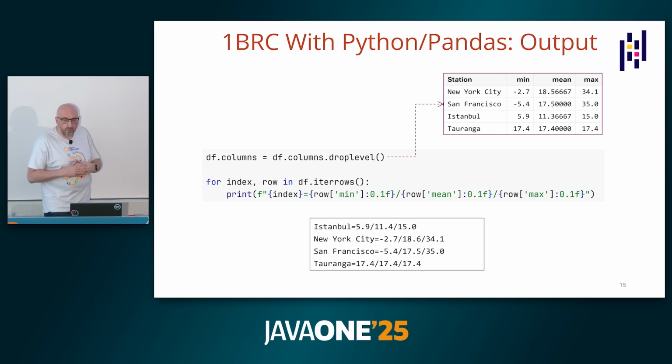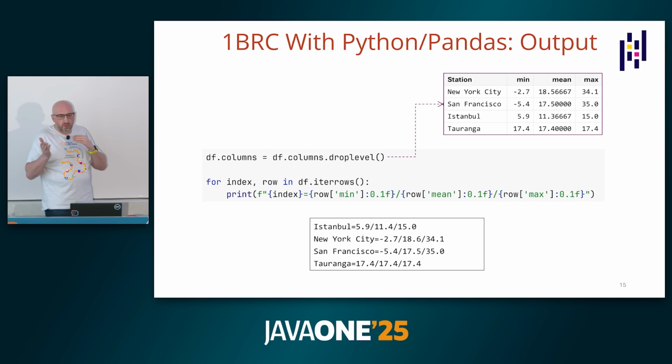And to produce output, it's pretty straightforward. One thing we do is drop a level of column hierarchy, which makes it easier to iterate. But then we just use the standard Python iterator approach. In this case, index is just the first column, and we call the print function. And that's what you see on the console.